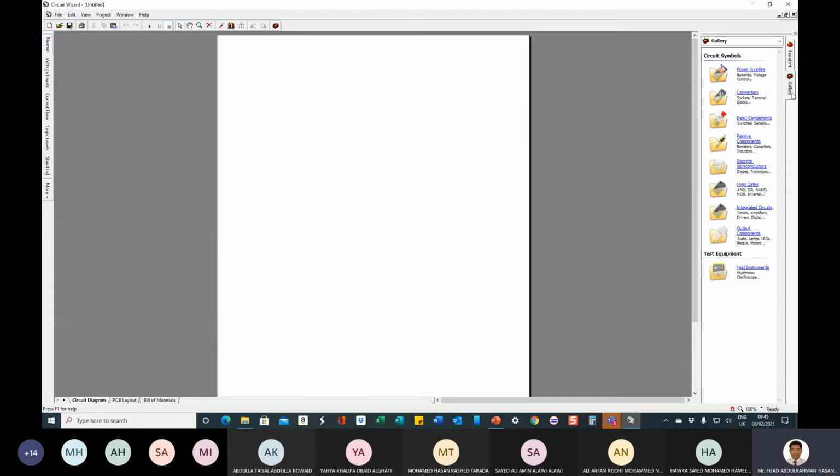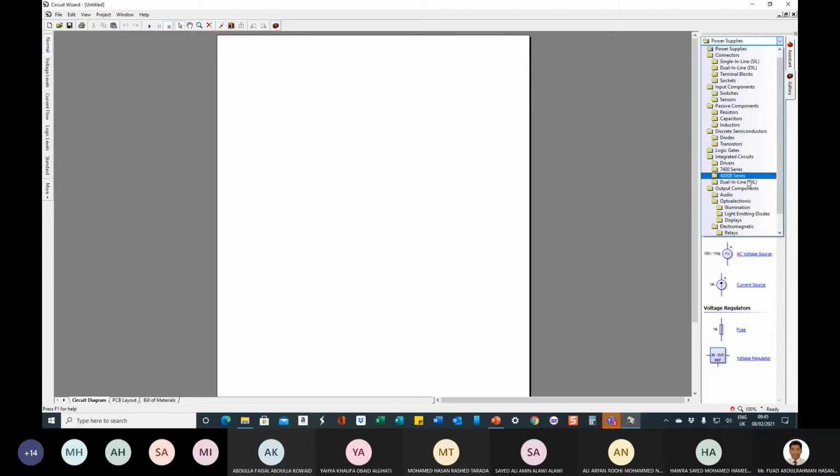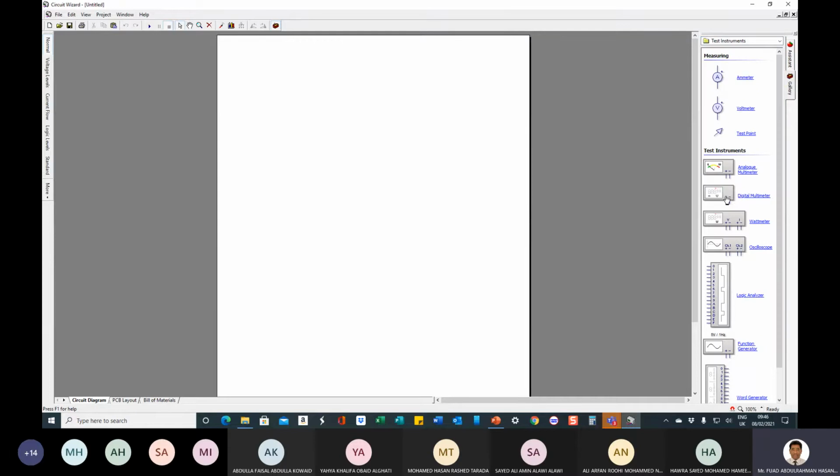This is the gallery, and this is the power supply connector. For example, this is the power supply. Then instrumentation, op amps and stuff over there. This is the instrumentation. This is the digital voltmeter, and you have the scopes over here, and so on.